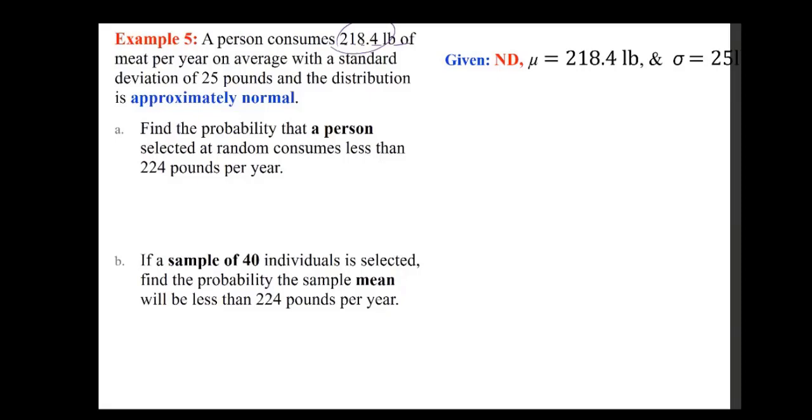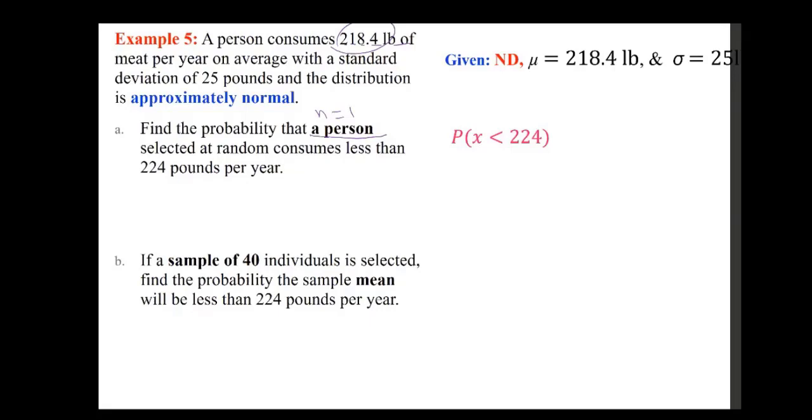In the first case, it's important to know a person is chosen, n equals 1. And we want the probability that a person selected at random consumes less than 224 pounds per year. This is what we want. It's X, not X bar. So we want to distinguish between A and B.